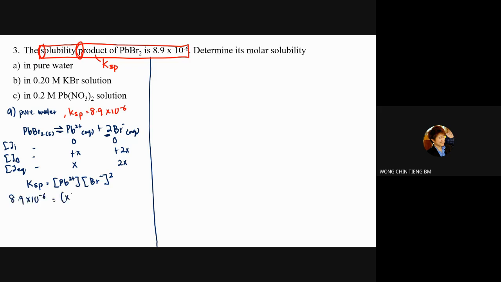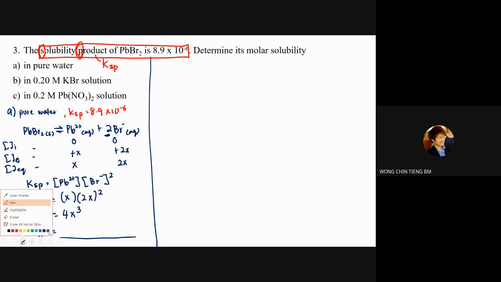Over there, you have x, you have (2x) squared, and that will then equal 4x cubed. You will get that over there. So from there, you will get x. Okay, so that is my x. Selesai lah. Okay, kiralah sendiri, yang tak kira lagi sila kira.